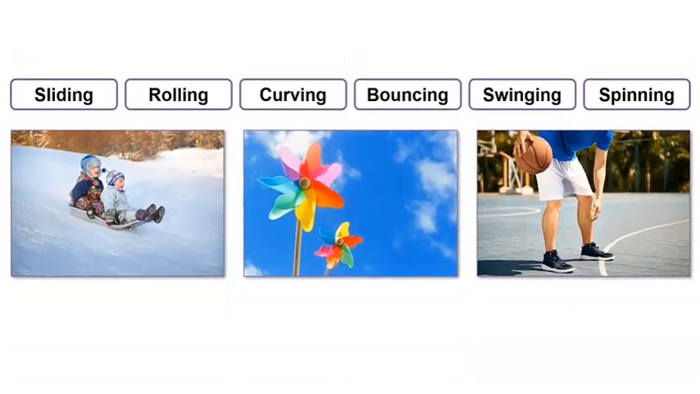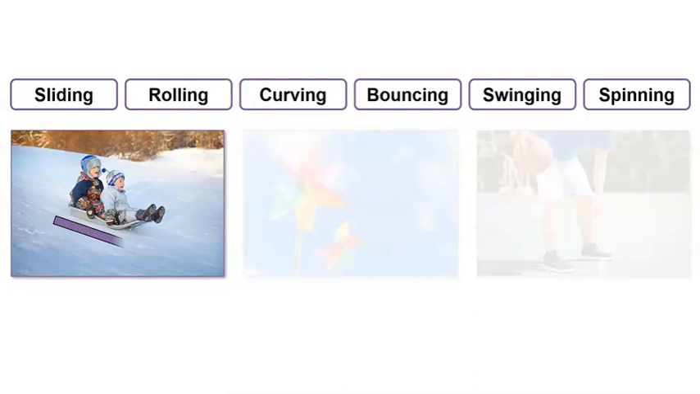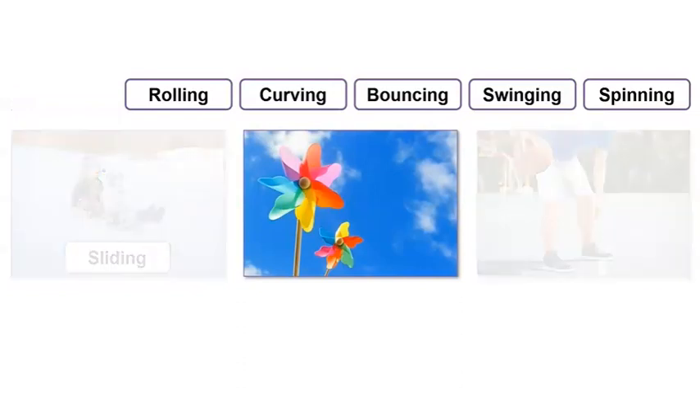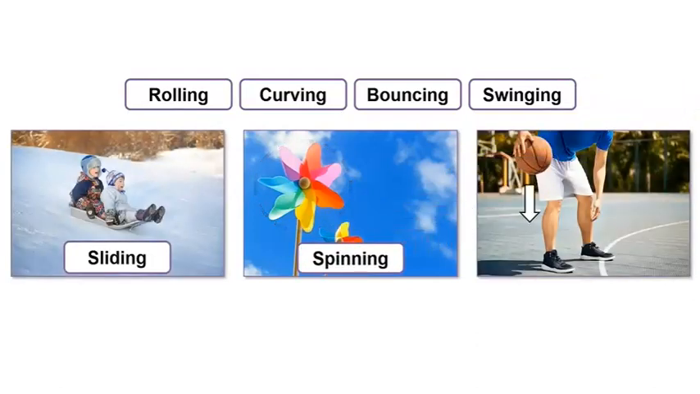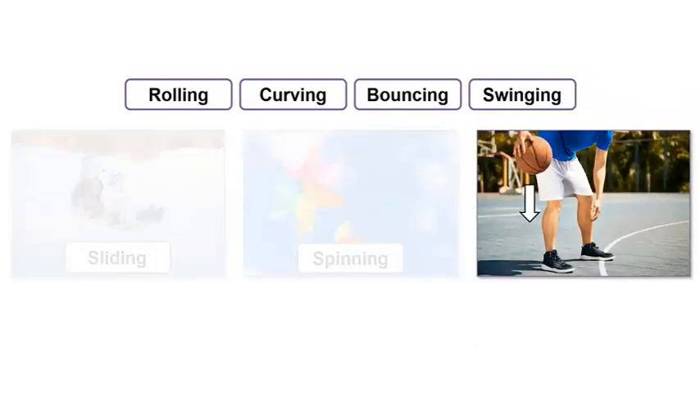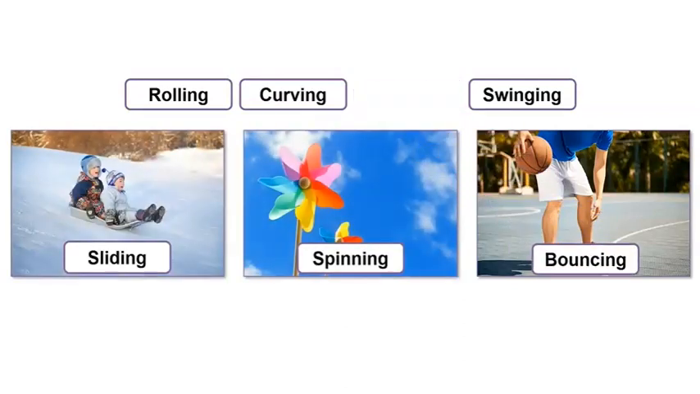Starting with these 3. In this photograph, the sled slides down the snowy hill. So it has a sliding motion. The pinwheels spin when you blow on them. So they have a spinning motion. What about dribbling a basketball? What type of motion do you see here? The basketball has a bouncing motion.